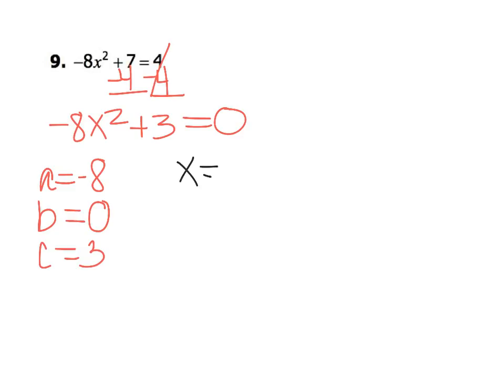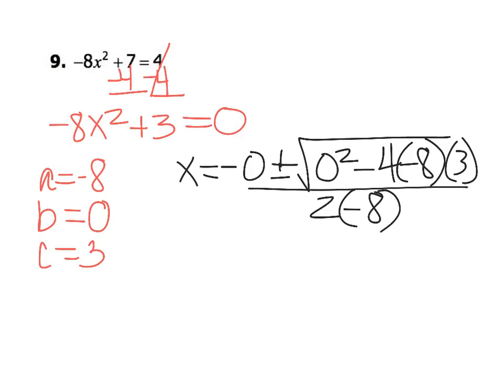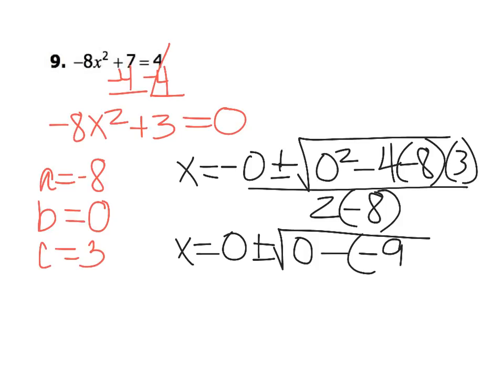So x equals negative b, so negative 0, plus or minus the square root of b squared, so 0 squared, minus 4 times a times c, so times negative 8 times 3, all over 2a, so 2 times negative 8. Then we keep simplifying, so we get 0 plus or minus the square root of 0 minus, 4 times negative 8 is going to give us negative 32, times 3 is going to give us negative 96, so minus a negative 96 all over negative 16.